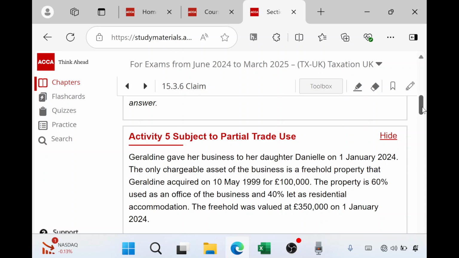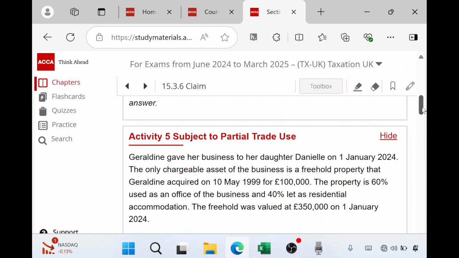Okay, so we have Gerald Dean, who gave her business to her daughter on the 1st of January 2024. The only chargeable asset is a freehold property. That sounds fine to me. Outside of that, it was purchased a long time ago, May 99, for $100,000. So, in essence, the three-liner is going to be quite straightforward, okay? We'll see the MV in a minute. Property 60% used as an office of the business and 40% let as residential accommodation. That element of it is not in play for gift relief. Then it says the freehold was valued at $350 on the 1st of January 2024.